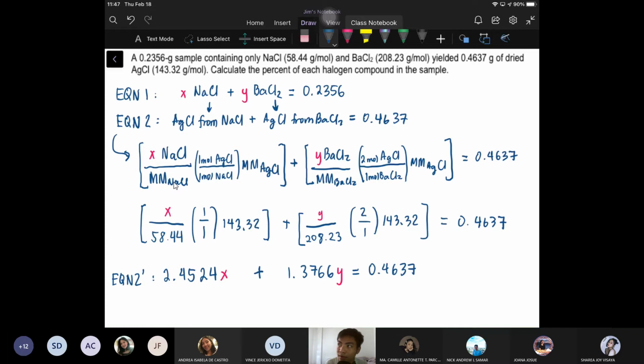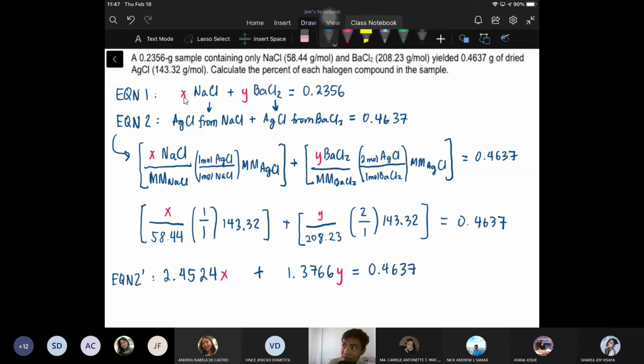Then, ano ginawa ko? Yung mga numbers ng molar mass, pinagsama-sama ko sila. Ayan. So, I get my equation 2 prime. No? So, dito yung galing, pero ito yung numerical equivalent niya. Okay. So, that means the mass of AgCl from NaCl can be expressed by 2.4524x. No? So, itong value na to, that is the mass of AgCl from NaCl.